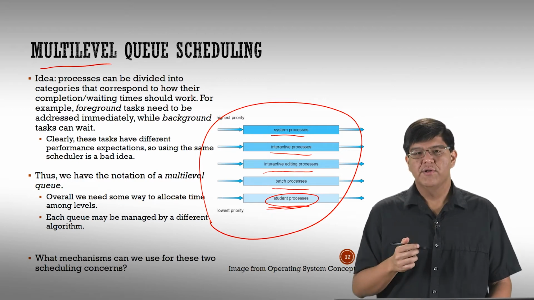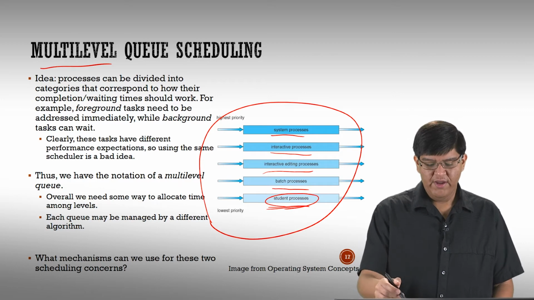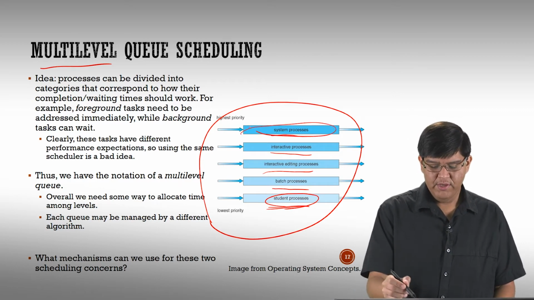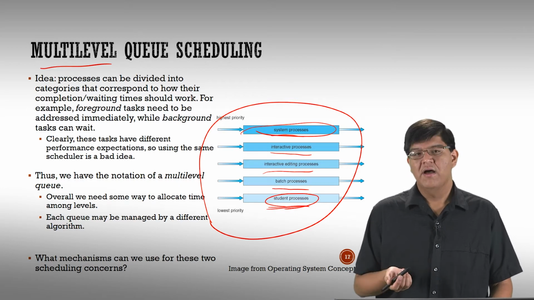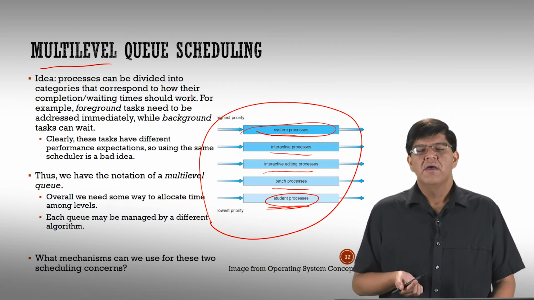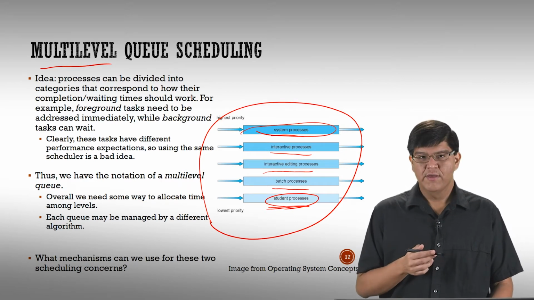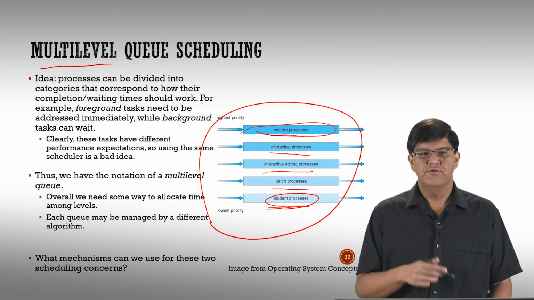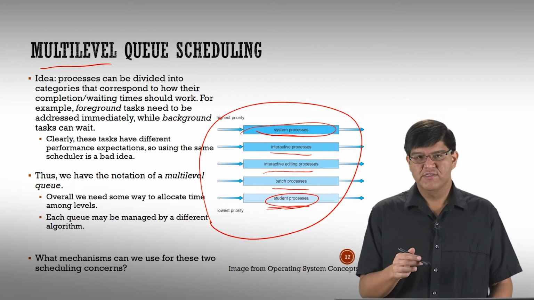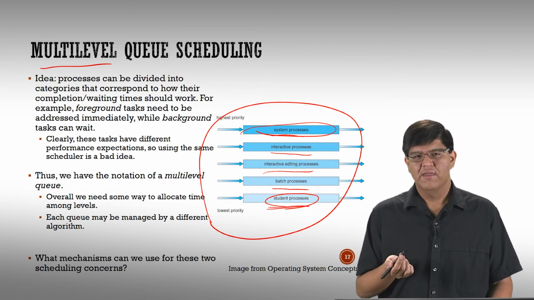Inside each of these queues, we're also going to need some sort of algorithm to do the scheduling. If I need to run something from this queue here, the question is, I picked the right queue level, but what process in there should I actually run next? So there's a question there at the bottom of the slide: what mechanisms can we use to decide these two things, allocating time and picking what to take out of each level? You can maybe think about that for a second.